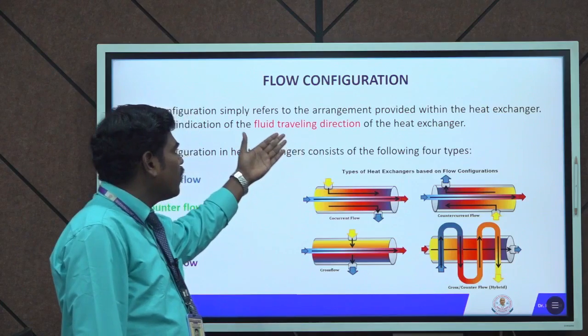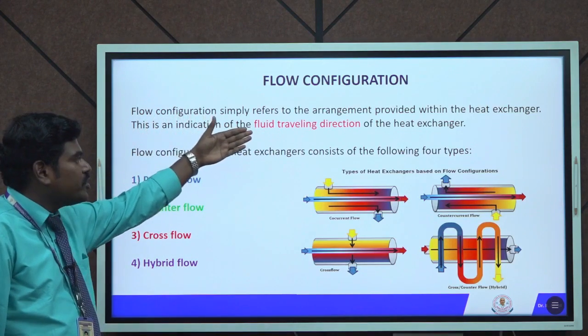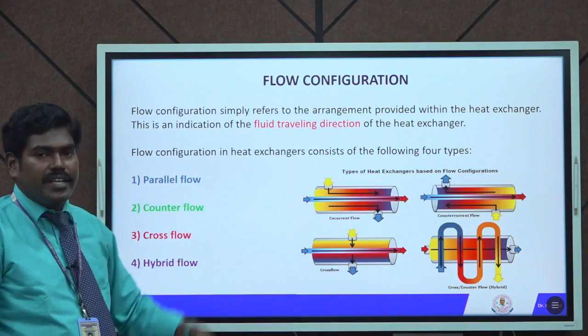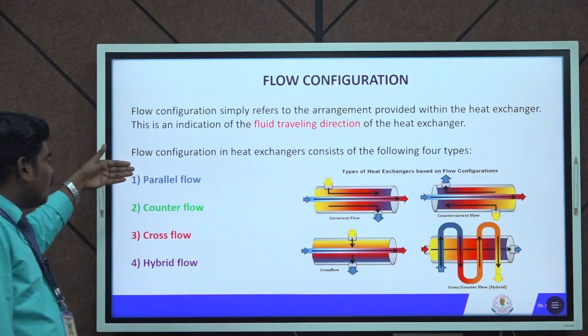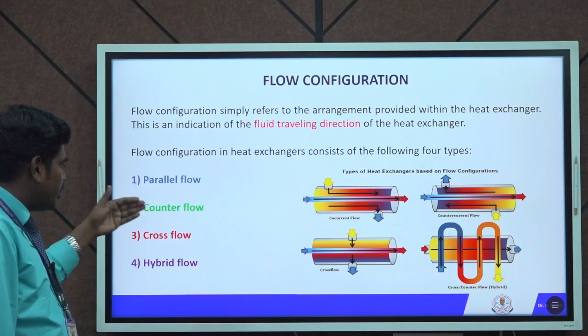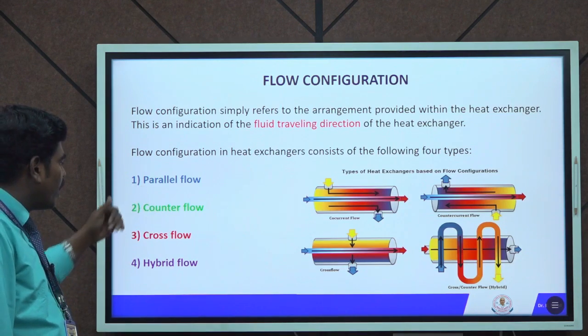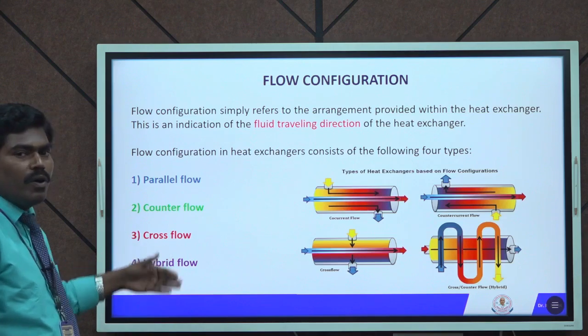The first characteristic of a heat exchanger is flow configuration. Flow configuration simply refers to the arrangement provided within the heat exchanger. Based on the flow configuration, there are four types. First one is parallel flow heat exchanger. Second one is counter flow heat exchanger. Third one is cross flow heat exchanger. Fourth one is hybrid flow heat exchanger.